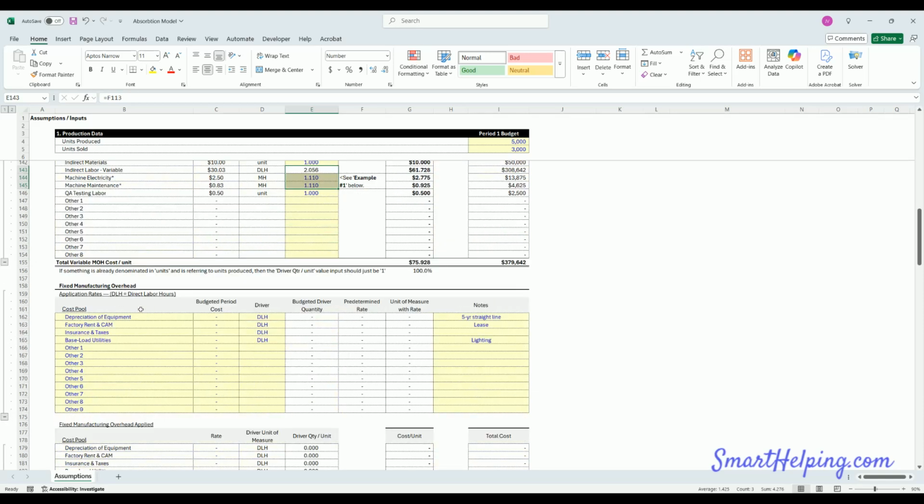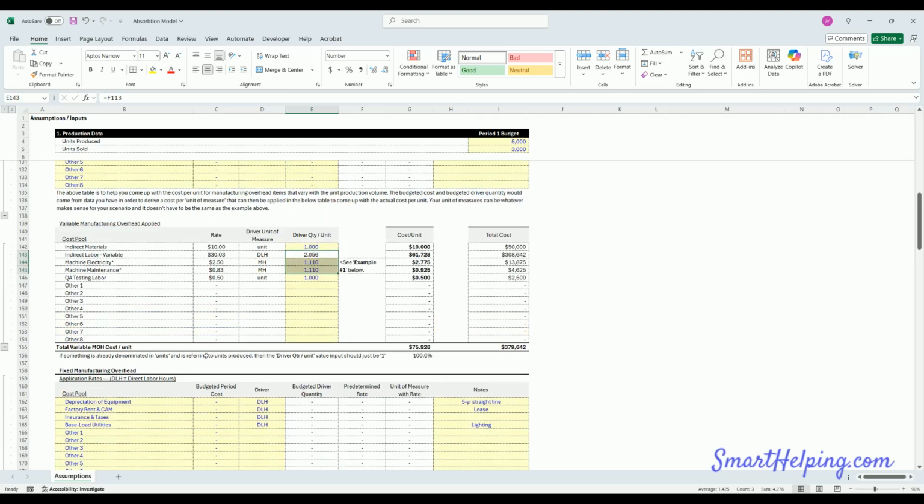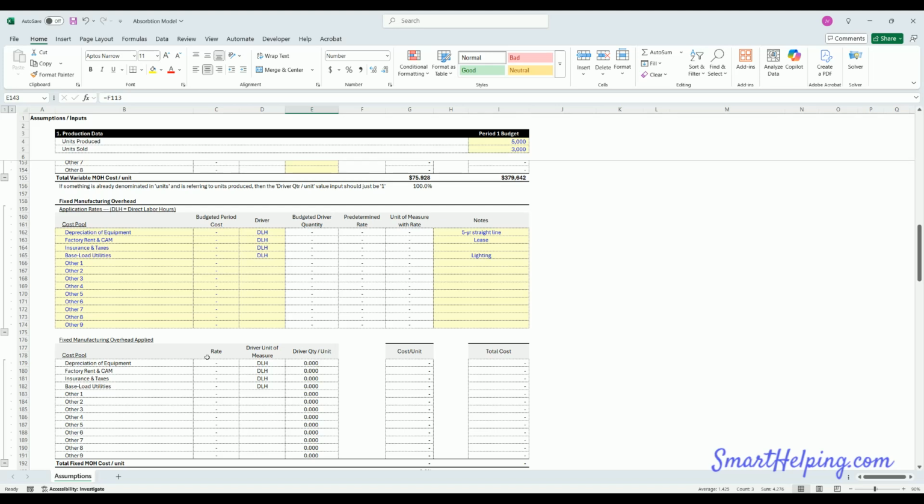All right, fixed manufacturing overhead. So this one is a little tricky. Okay, so think about, we're doing absorption costing. So the goal of absorption costing, you want to know what's your cost per unit when you account for everything directly related to producing your product. And even depreciation can be a cost of goods sold of the equipment that's being used. So that is definitely part of your cost per unit.